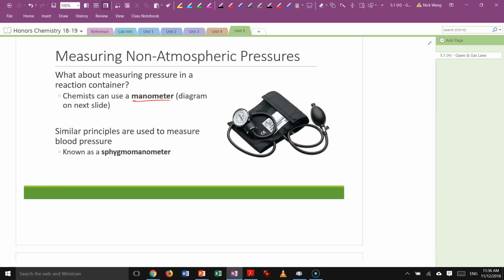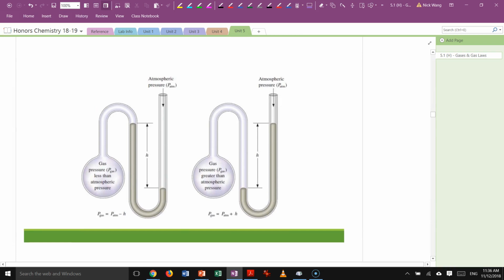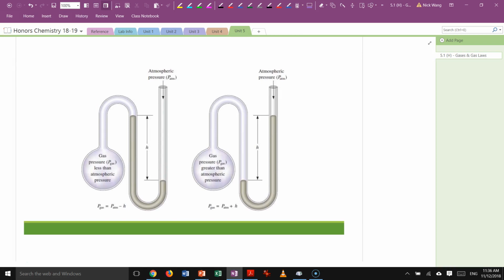Going back up real quick, a similar principle in measuring pressures is exactly how they measure blood pressure on your arms. There are cuffs that go around your arm, and this is a sphygmomanometer, just a little side trivia there. But again, it's a manometer of some kind. I'm not really sure what the sphygmo prefix means. Just know it has something to do with measuring pressure, and they do so by using some form of what's going on here. So let's break this down.